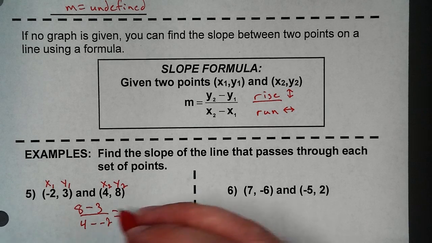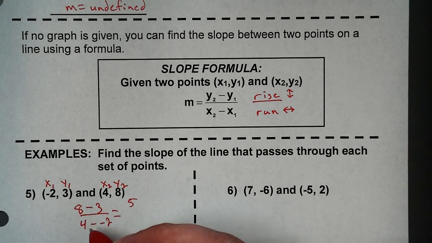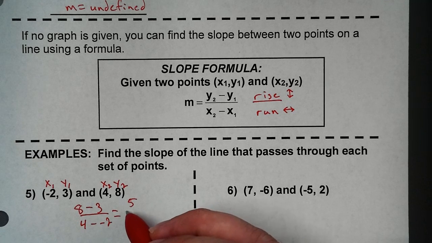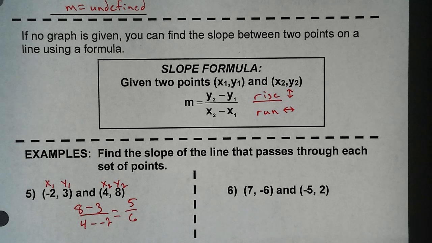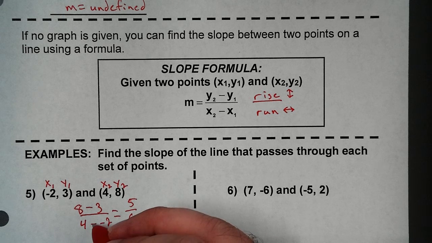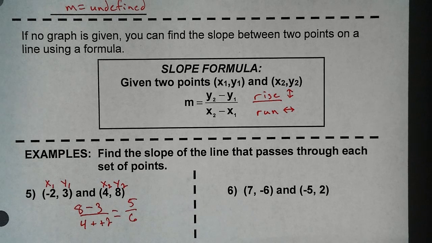So we've got 8 minus 3, which is 5, and 4 minus -2, which actually comes out to 6. If you don't believe me, try it on your calculator. But 4 minus -2 is the same as 4 plus 2, and we get 6. Now, how could we check it? Well, if you want to check it, you could make sure you plugged in the formula correctly, or you could actually put this on a graph and count.